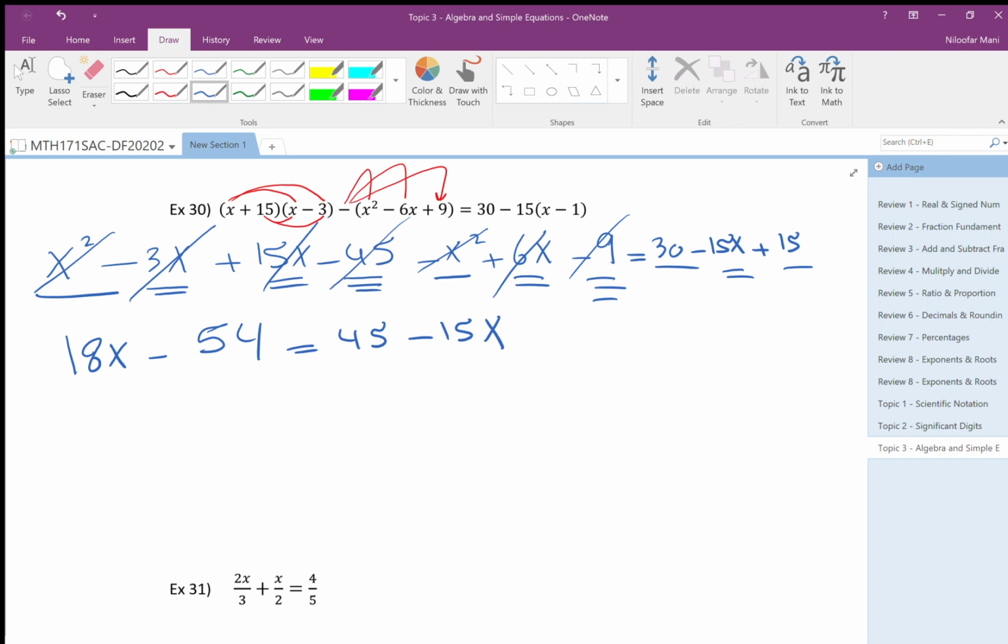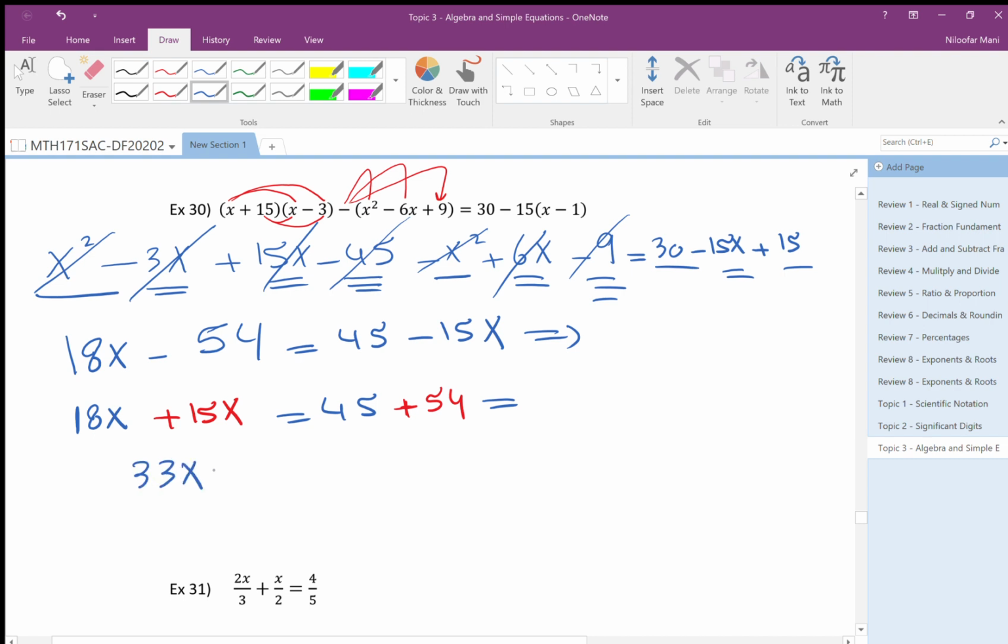Then when you reach this part, you can say, okay, I keep 18x, but I move 15x, so I change the sign from minus to positive. I keep 45, but I move 54, so I change the sign to positive. And then I continue. It is 33x equals 99, and then x equals 99 divided by 33, which is b over a. That's 3, the answer.